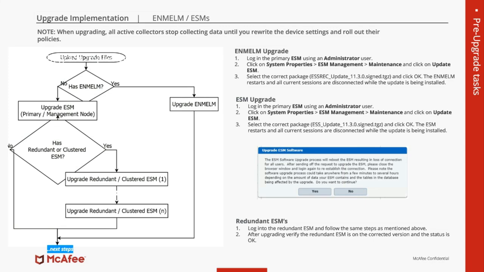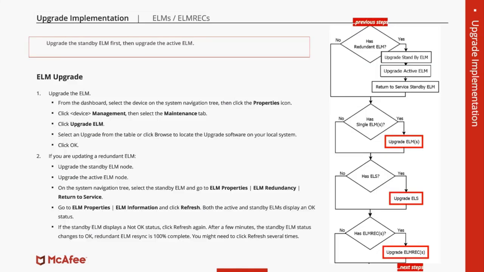Next, we'll upgrade our ELMs. So basically what we're going to check is, do we have a redundant ELM setup? If so, we're going to upgrade the standby ELM first, and then we're going to upgrade the active ELM, and then we're going to go in and return it to service.